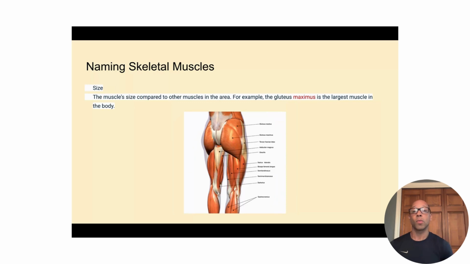Then we have something named because of its size, how large it is or how small it is. So the muscle size compared to other muscles in the area. For example, the gluteus maximus is larger than the medius and the minimus. So they call it maximus because it's the largest of the gluteal muscles in that area. So we had location already, and size now is the second way.